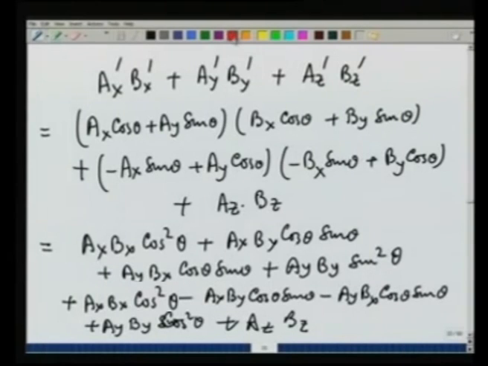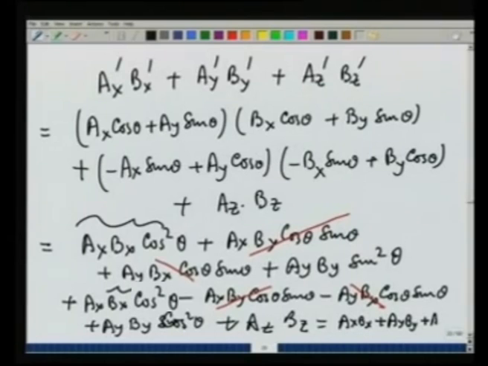Now, you see this term cancels with this term, and A x B x cosine square theta plus A x B x sin square theta gives me A x B x. Similarly, A y B y sin square theta plus A y B y cosine square theta gives me A y B y plus the last term is A z B z.